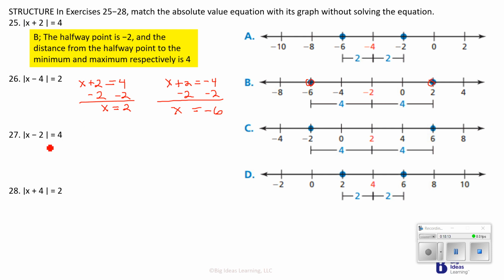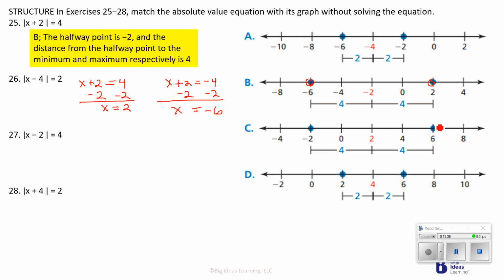I'm going to leave you number 26. Number 27, okay, I see that there's a 4 here, but I know that I'm going to add 2 to 4, and then I'll add 2 to -4. If I add 2 to 4, I know then that's going to be the highest thing would be 6, right?